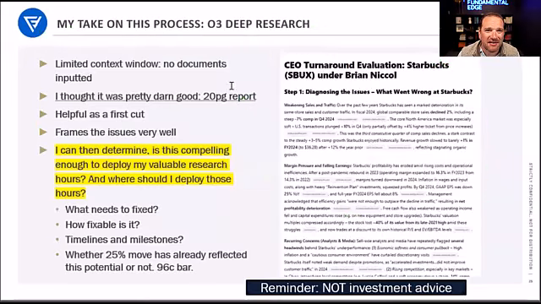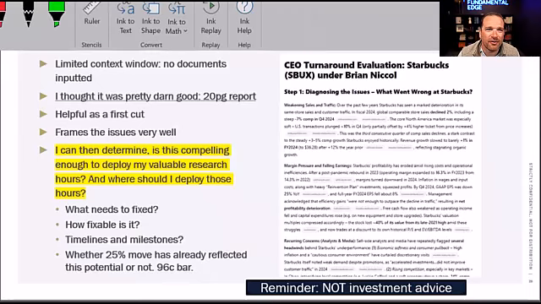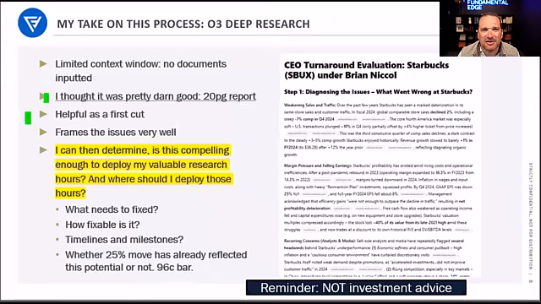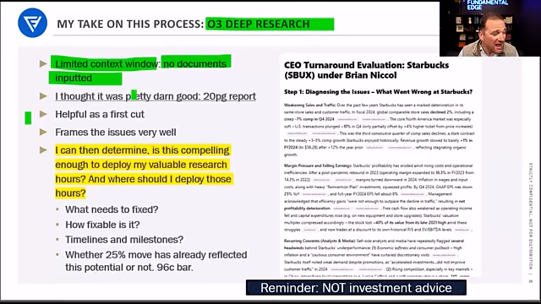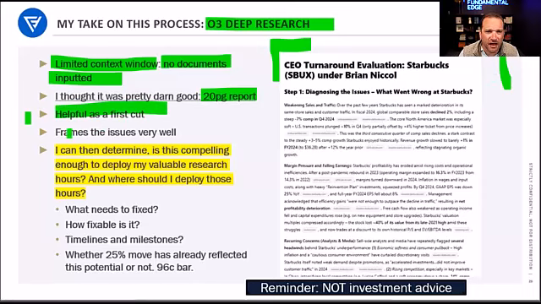And ultimately, my take on this process was that, with O3 deep research and its limited context window, I put some of those documents into Notebook LM, but no documents were inputted into O3 deep research. I thought it was pretty darn good. It spit out a 20-page report, which again you can download off of the replies on that tweet. Super helpful as a first cut. It framed the issues really well, which allows me to save that upfront investigation and framing time.